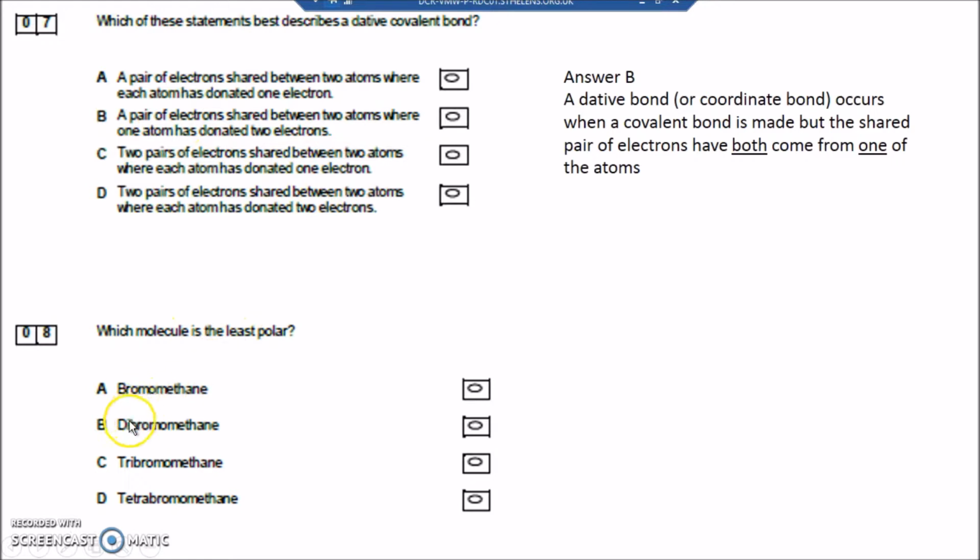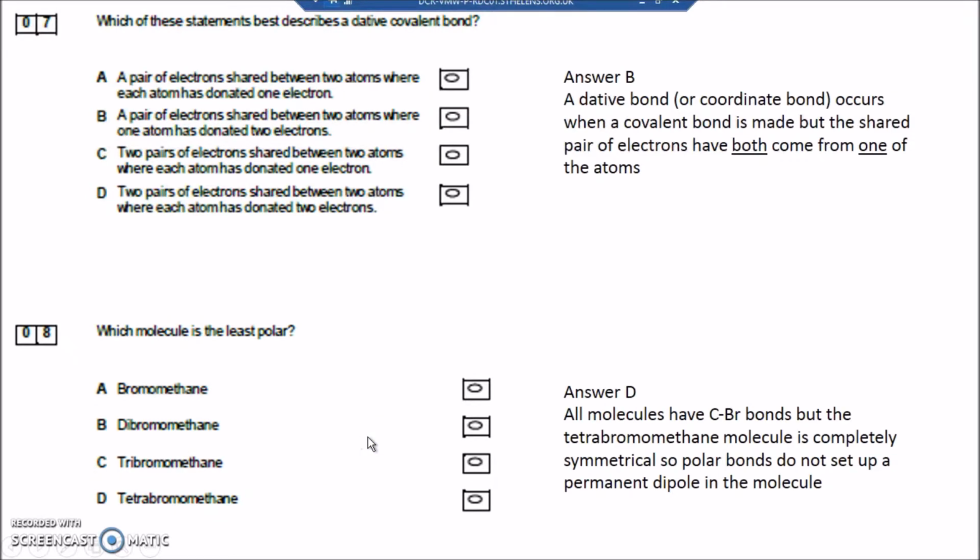Which molecule is the least polar? We've got bromomethane, dibromomethane, tribromomethane, where we've got 3 bromos on there, and 4 bromos on there, tetrabromomethane. Well, the answer is D, because tetrabromomethane means that the polar bonds, the delta plus and delta minuses, cancel out in all directions because it's symmetrical. So there's no permanent dipole set up because of the symmetrical nature of all of the delta plus and delta minuses, all the polar bonds, they effectively cancel each other out.